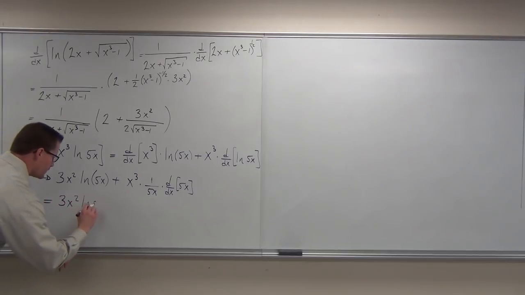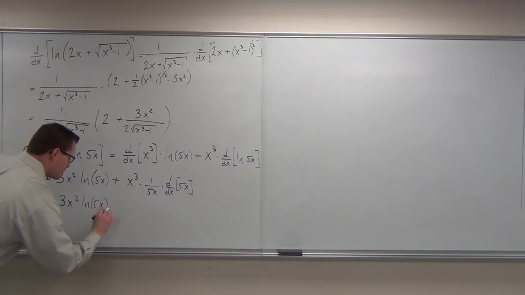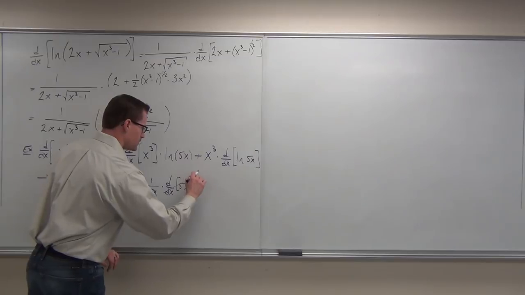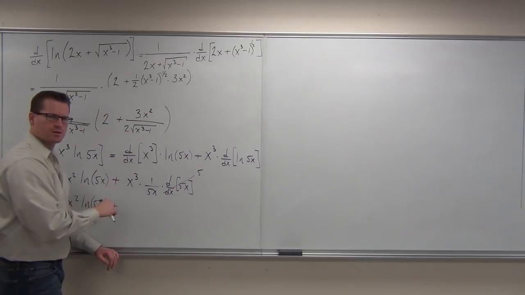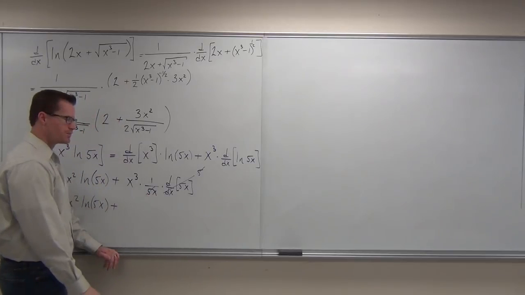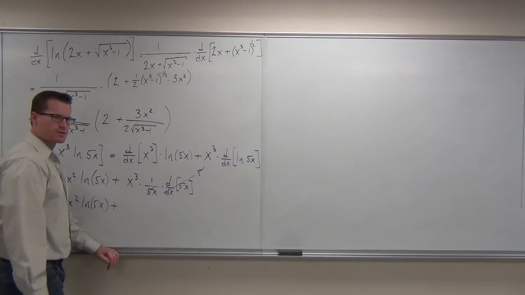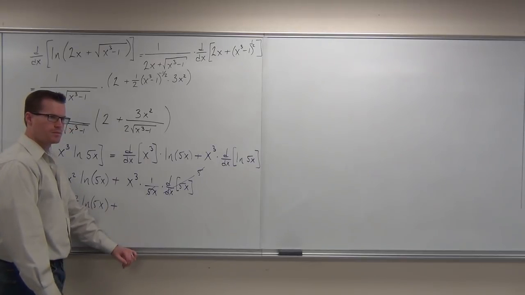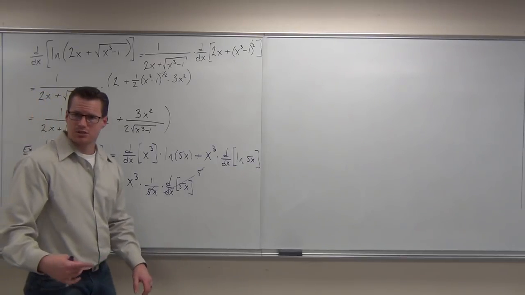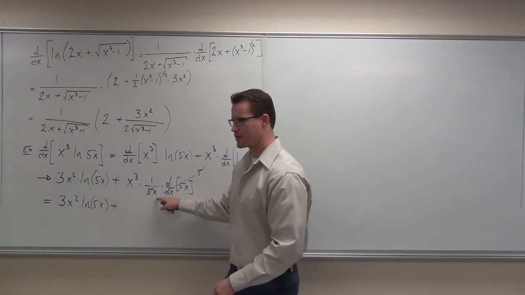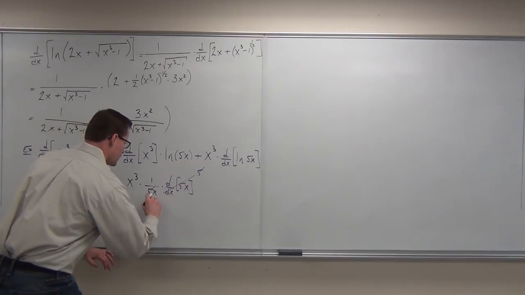3x squared ln 5x, no problem. Plus, how much is that? What happens to our 5s? That's what I mean about you have a 1/5 when you're not supposed to. How about our x's? Simplify the things that you can. So if we have x to the third here and we have an x down here, we can simplify that.